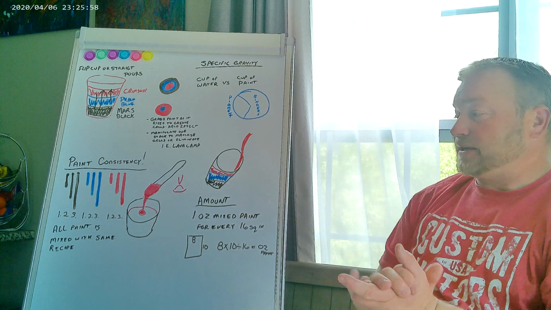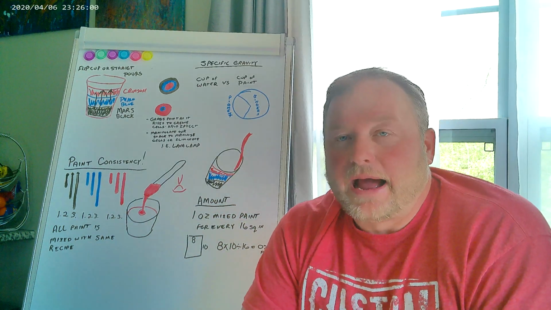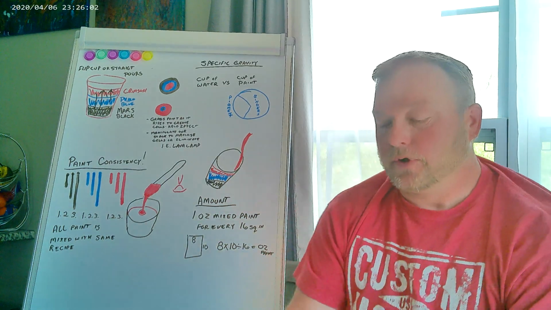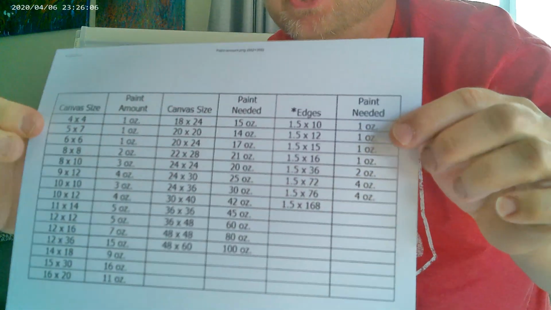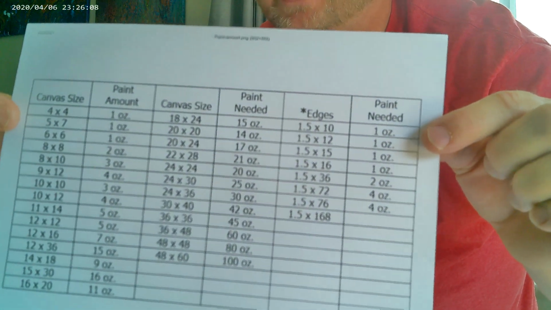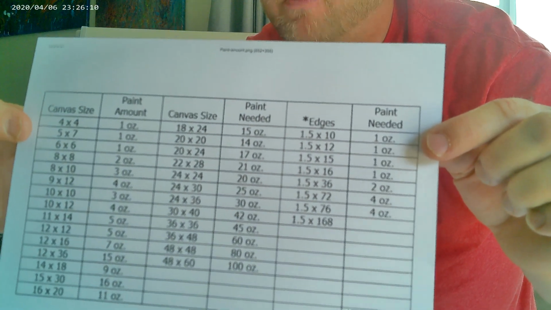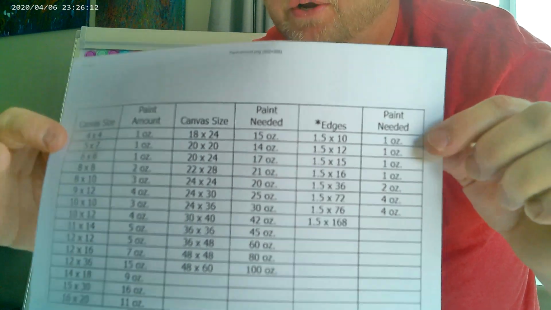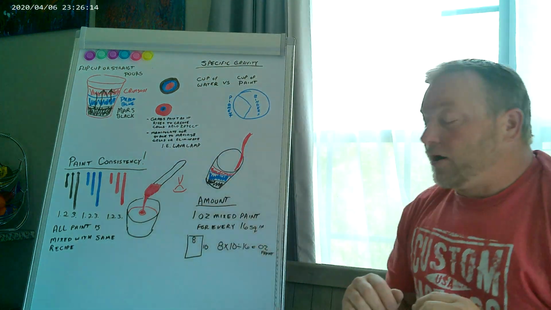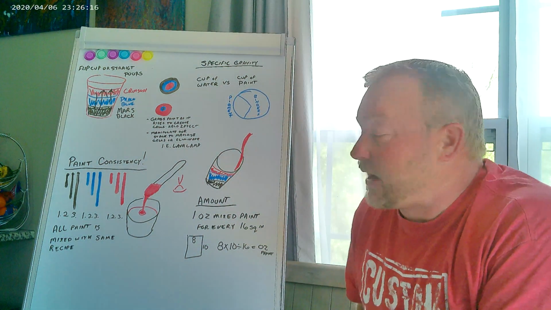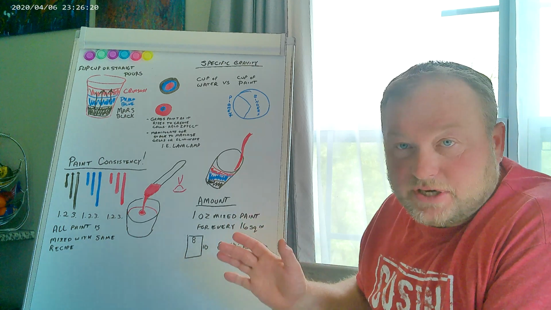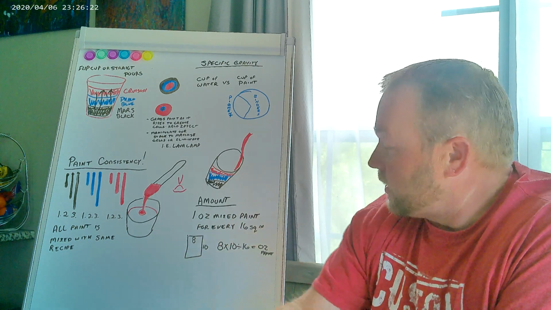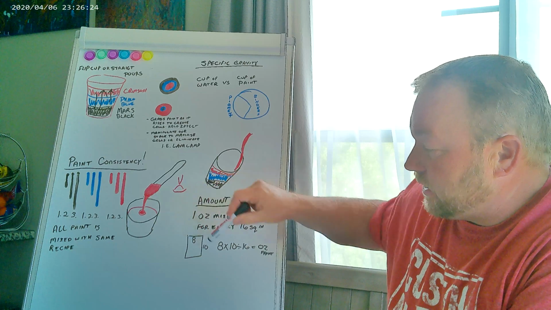Okay. With that being said, though, a lot of people ask, how much paint do I need? Well, I went ahead and printed off one of these, and this shows you basically how many ounces you will need for each size painting. Now, generally what I will do is 1 ounce of mixed paint for every 16 square inches. How do you get square inches? That is side times side.